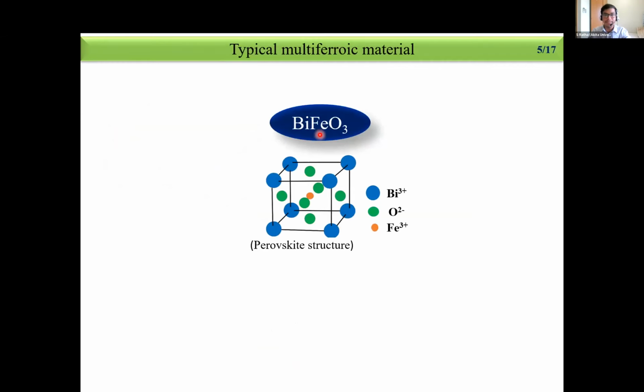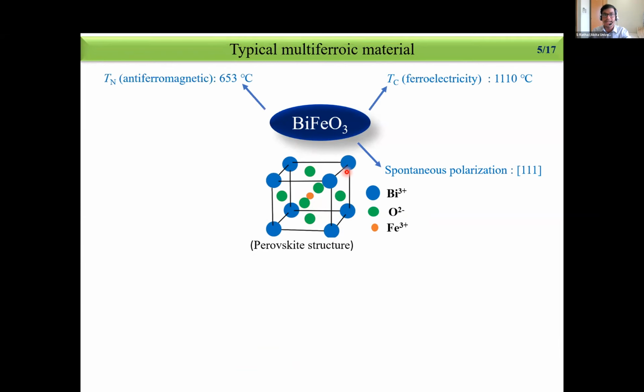So among many multiferroic materials, I said I will consider bismuth ferrite. As we know, this has perovskite structure. The center is occupied by iron, the face is occupied by oxygen, and the corner is occupied by bismuth. Other features are that it has spontaneous polarization along the diagonal, a Curie temperature around 1100 degrees Celsius, and a Néel temperature around 600 degrees Celsius, which says that we can use this material at room temperature. So now we don't need to worry about the temperature. But there is a problem related with this material.